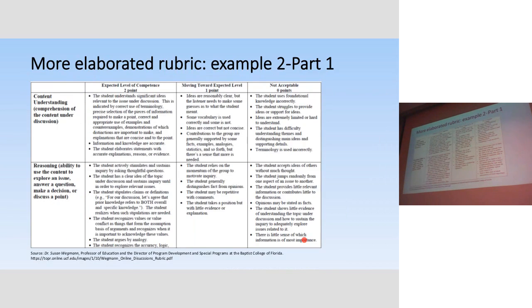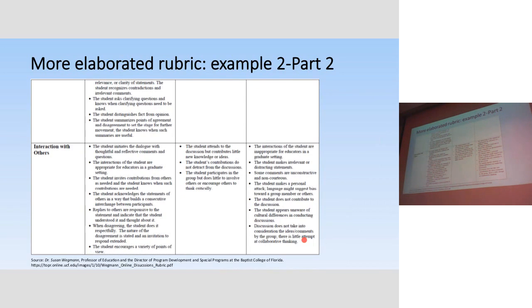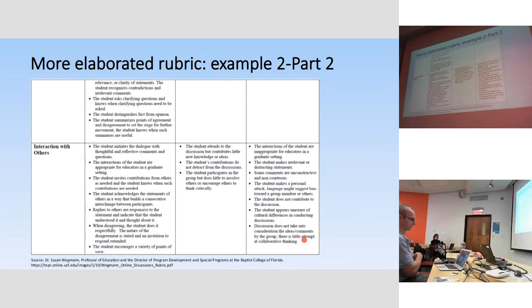Another one. Okay, 3 levels. 2 point, 1 point, 0 point. So it's content understanding, reasoning, interaction with others. So if you want to use a rubric for forum, like providing some guidelines, and look at this, maybe there's something we can borrow.